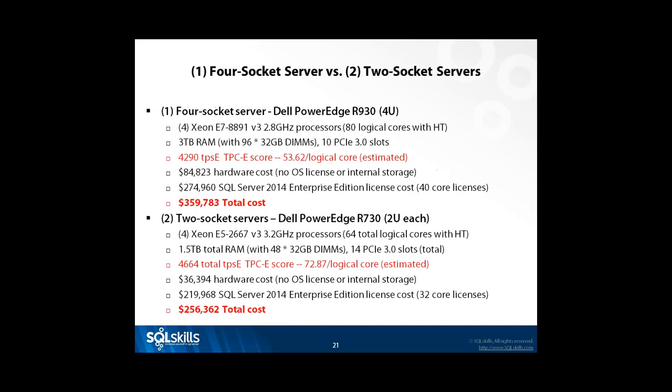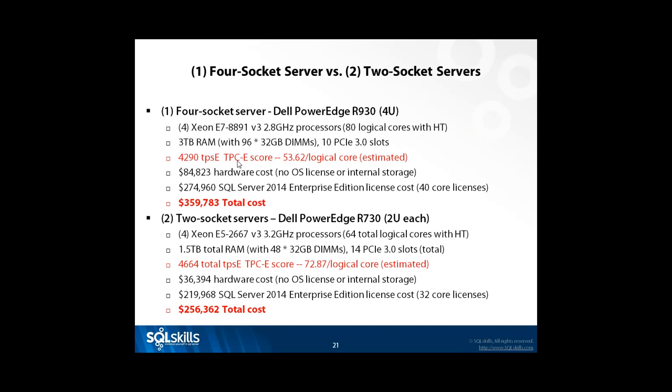Here's an example of what I'm talking about. This little comparison I did just a few days ago, and I updated it. It takes one 4-socket server compared to two 2-socket servers. The one on the top is a Dell PowerEdge R930, and it has 4 processors that have 18 cores each, and it has 3 terabytes of RAM in it. And here's what its estimated TPC-E score is. This is an OLTP benchmark that tells you how much capacity this machine has from a processor perspective primarily.